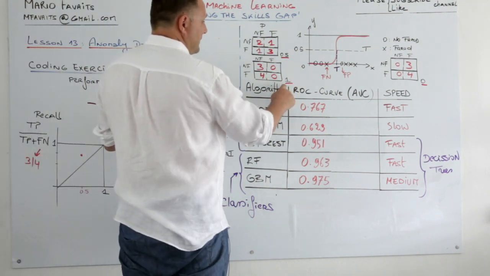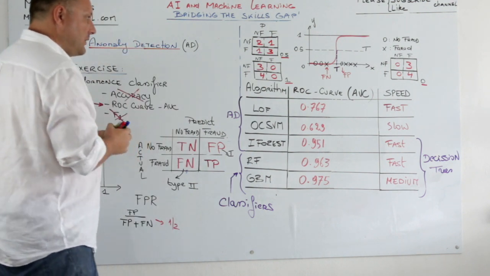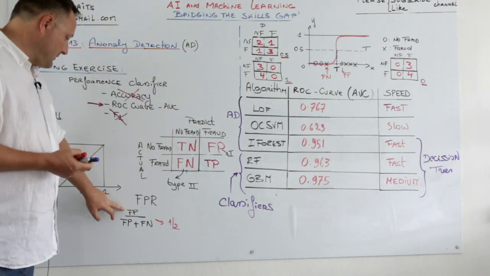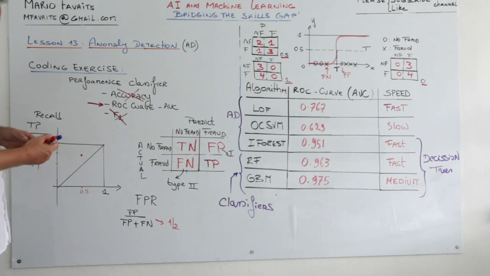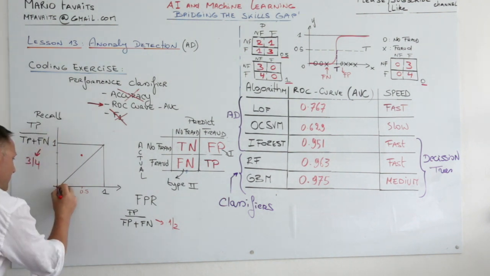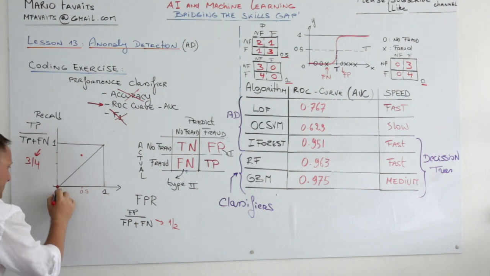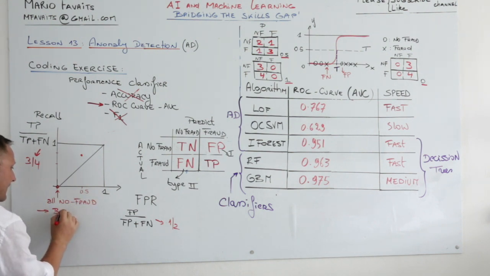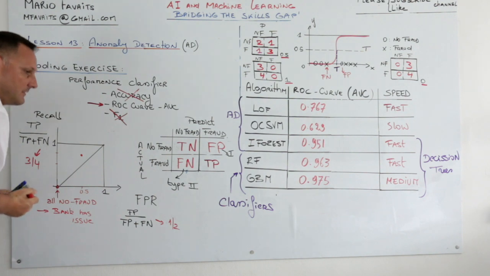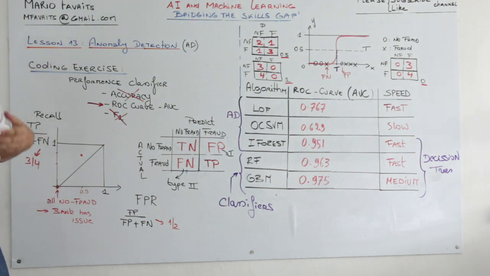So we take t is 1, we have false positives 0, that means the false positive rate is 0, and then on the recall the true positives are 0 as well. So we have this point here, and this point means it's all no fraud, right? So the bank has an issue. It's not a good strategy, although from an accuracy point of view, you'll have 99.8%.